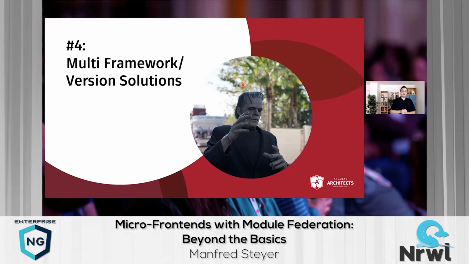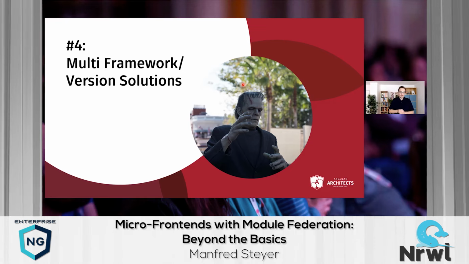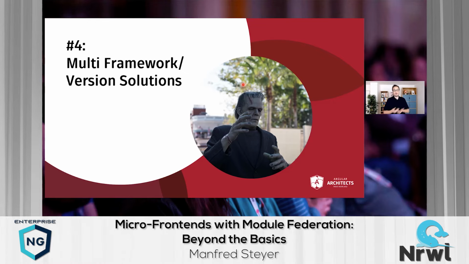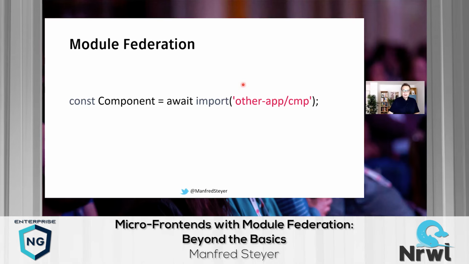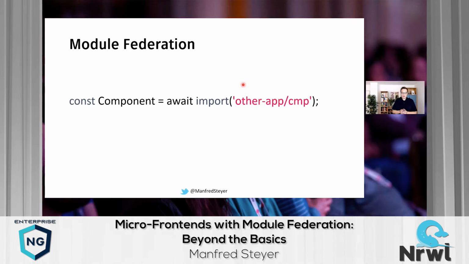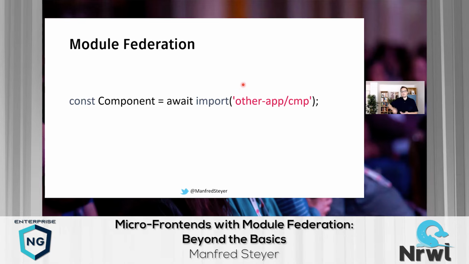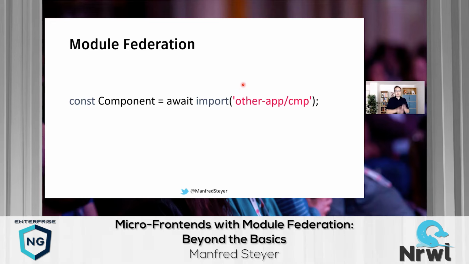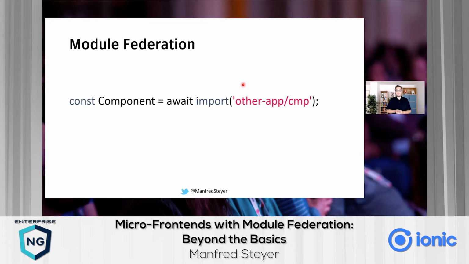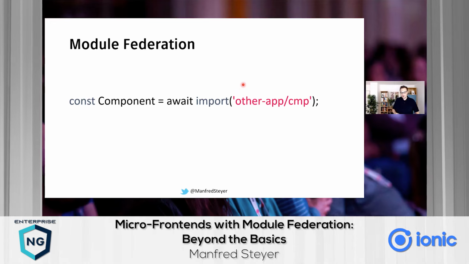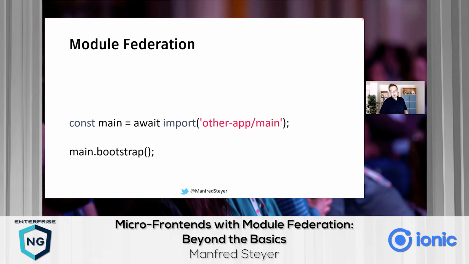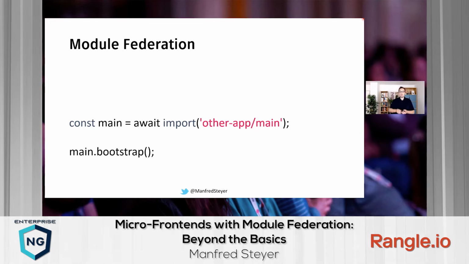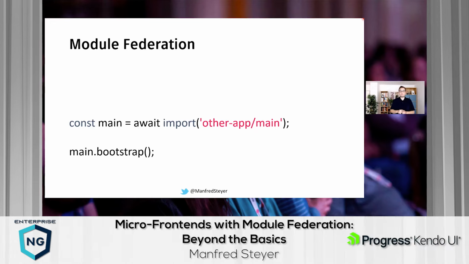Let's come to a last point, the Frankenstein solution, or as some people might call it, architectures using multiple frameworks and/or versions. The thing is, we've seen before that we can use module federation to load something from over there via dynamic import. So far, we just loaded components and Angular modules. However, if we go one step further, we could also load whole applications, whole single-page applications, and then we could just bootstrap them in the middle of our application.